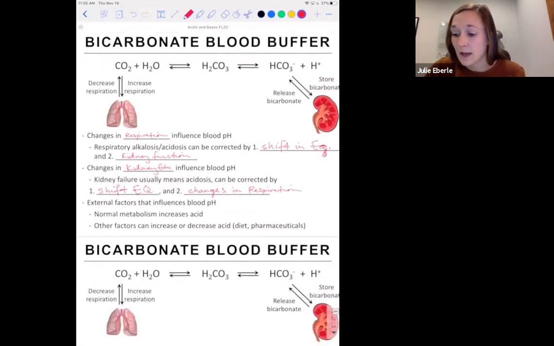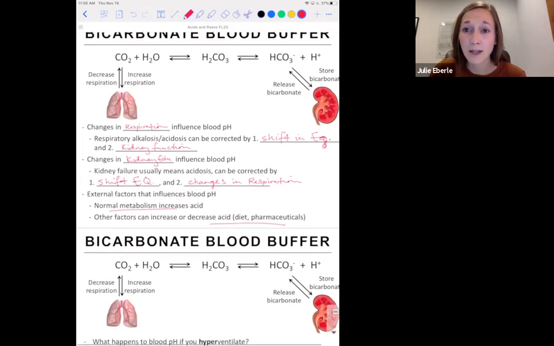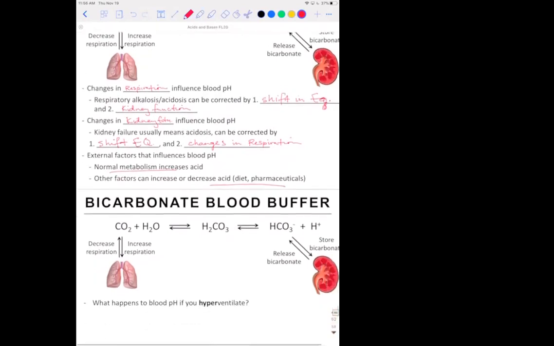Other external factors also influence blood pH: metabolism, and then different things that we eat, different medications that we take can all change blood pH. So our body is constantly working to fight and keep it where it needs to be.